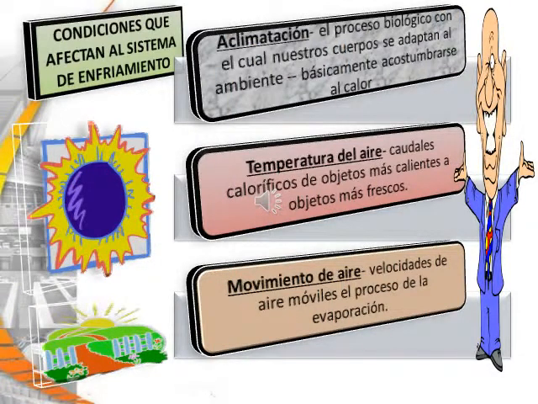Conditions affecting the cooling system. Acclimation is the biological process through which our bodies adapt to the environment, basically getting used to the heat. Air temperature is the heat flowing from warmer objects to cooler objects. Air movement moves the air and speeds the evaporation process.